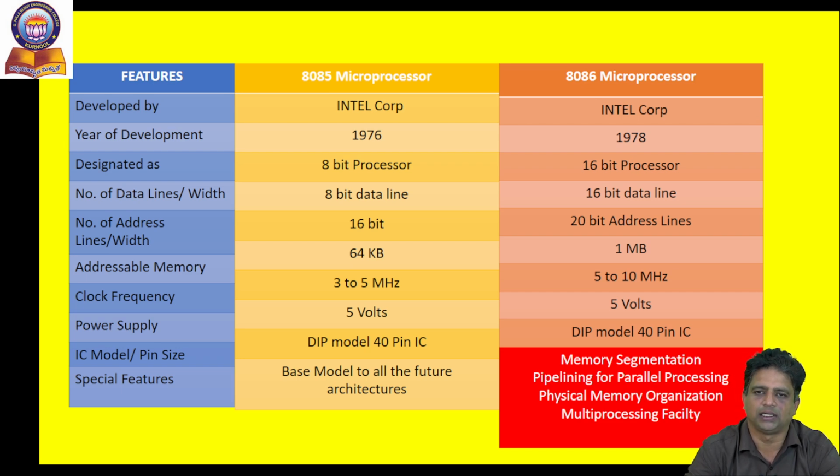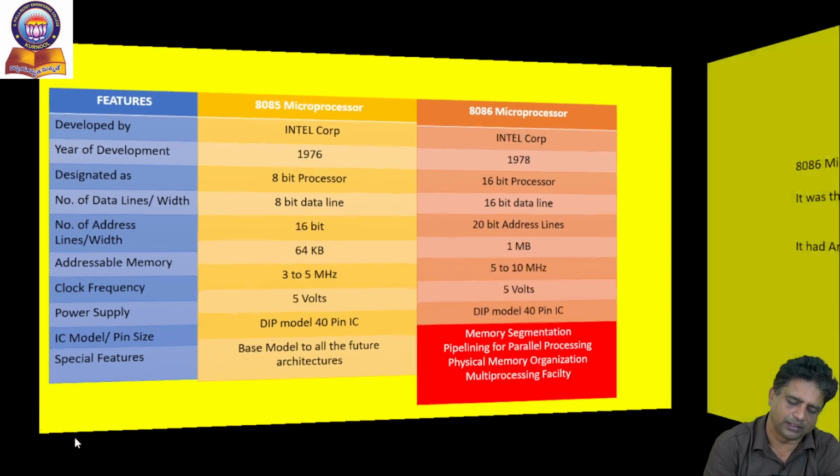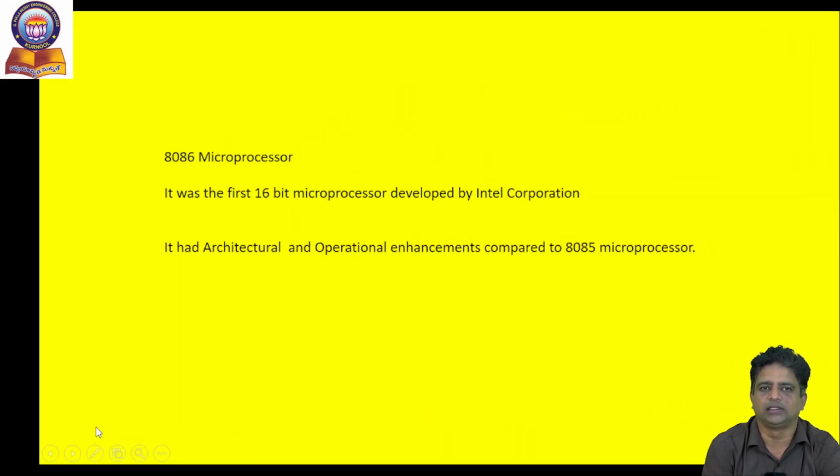Some of the new things that were added through the 8086 microprocessor make it a revolutionary processor in the generations of processor technology. A few specialties are the memory segmentation concept and the physical memory organization concept, through which we got pipelining from parallel processing concepts, which generated multi-processing facilities.